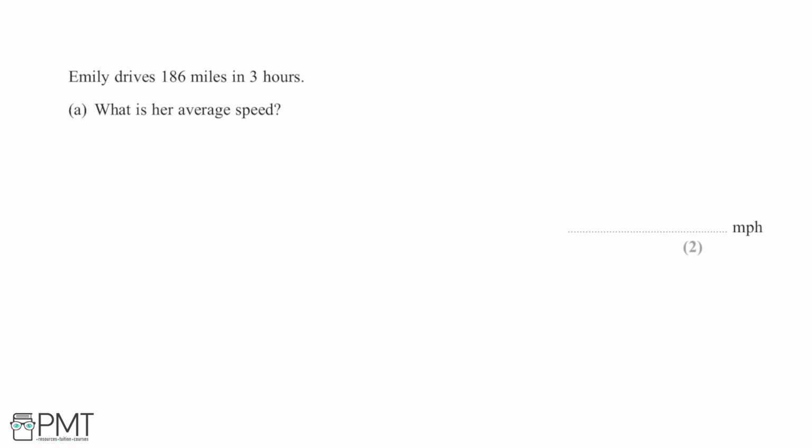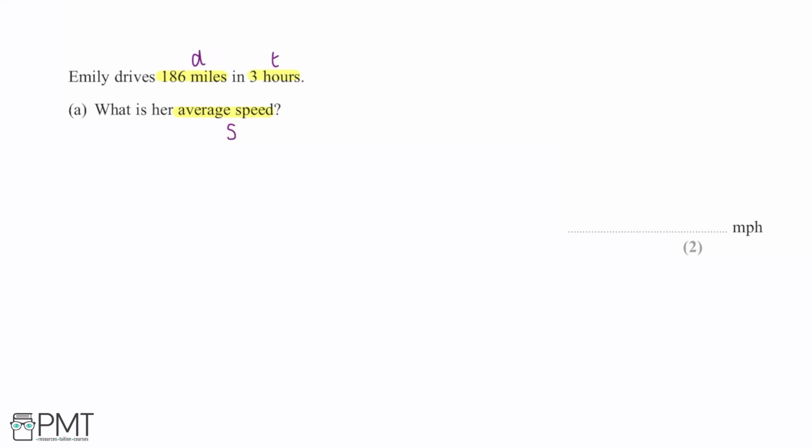So in this question, I'm told that Emily drives 186 miles in 3 hours, and I'm asked to calculate her average speed for this journey. So if we're working with a distance, 186 miles, a time, which is going to be the 3 hours here, and a speed, if I label these up, so distance as d, time as t, and speed as s, then I can see the symbols for a formula emerging.